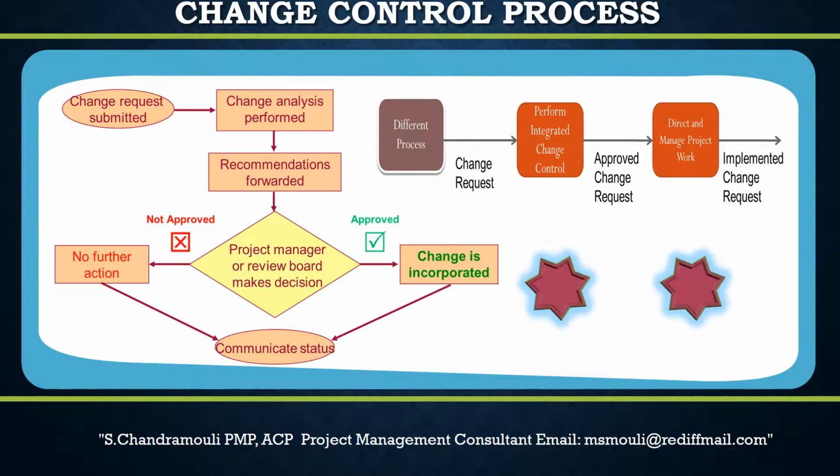Perform Integrated Change Control process is performed from project inception through completion. It includes the following change management activities. 1. Identifying that a change needs to occur or has occurred. 2. Influencing the factors that circumvent integrated change control, so that only approved changes are implemented.